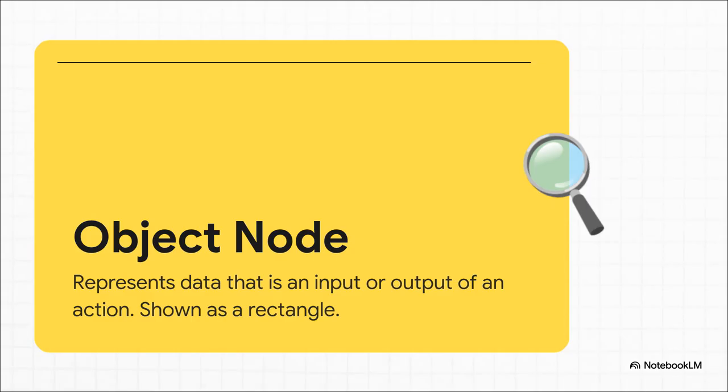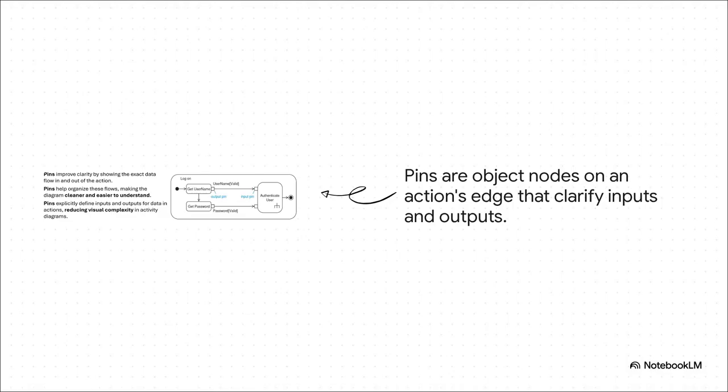The object node itself is very straightforward. It's just a rectangle that represents a piece of data. It can be an input going into an action or an output coming from an action. The label inside typically just specifies the class of that object, like an order or an invoice. This slide introduces a very useful notation, pins.